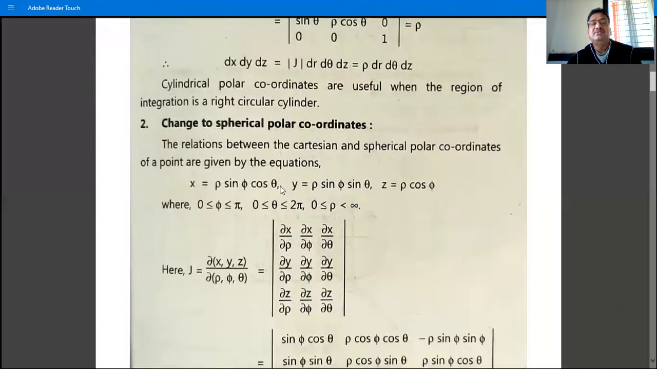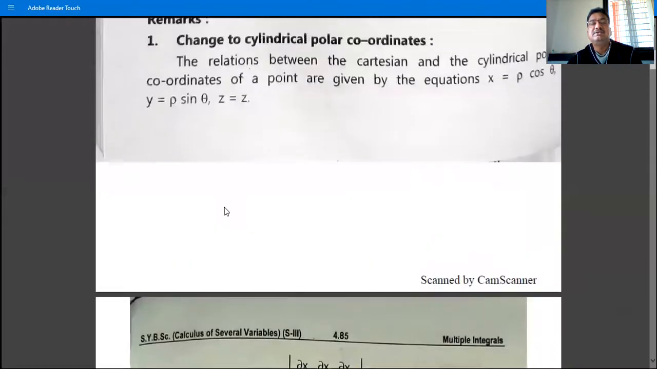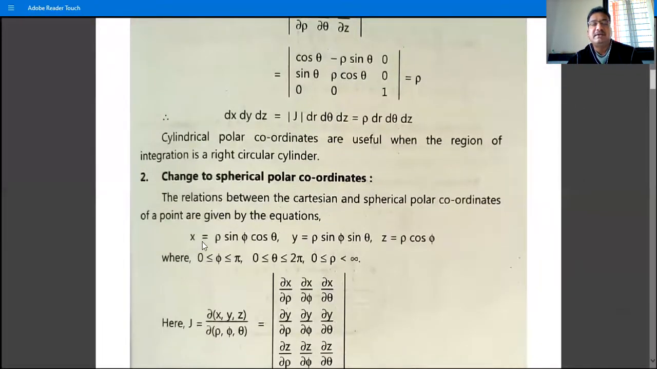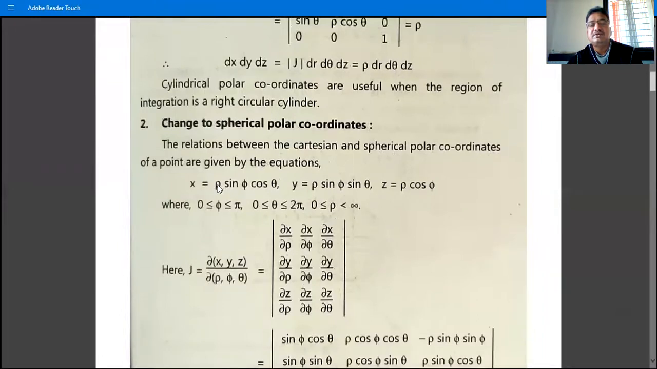Now the change to spherical polar coordinates. These are the cylindrical polar coordinates, and these are the spherical polar coordinates. That is, x is rho sin phi cos theta, y is equal to rho sin phi sin theta, where rho sin phi is common: here is rho sin phi cos theta, here is rho sin phi sin theta. And z is what? Rho cos phi.